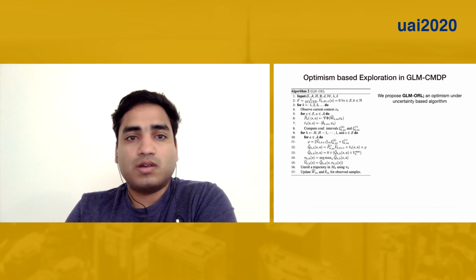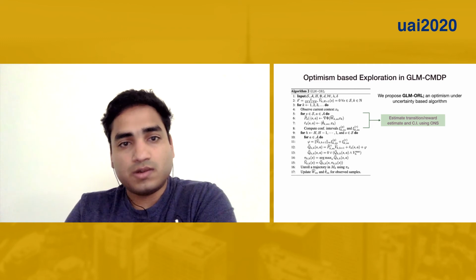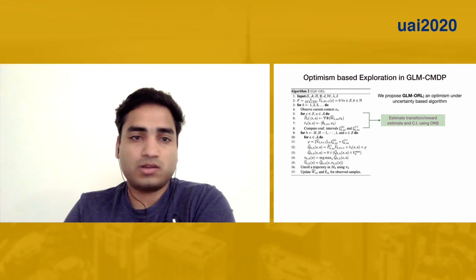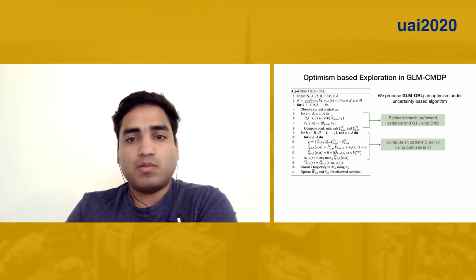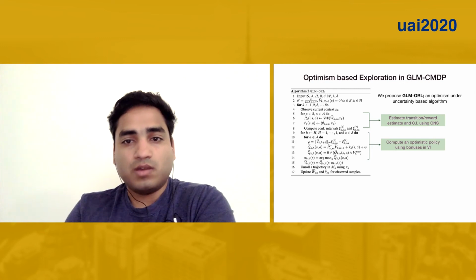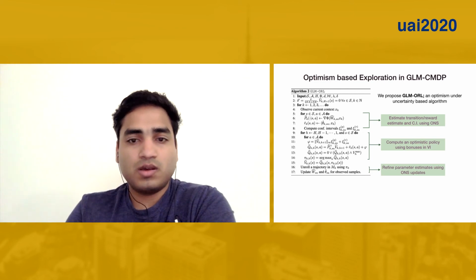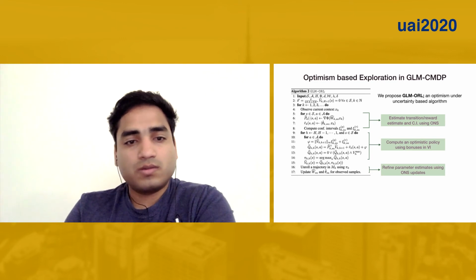We first propose an optimistic exploration algorithm for GLM CMDPs, which we call GLM-ORL, where at the beginning of each episode, the agent observes the context and estimates the MDP and the confidence sets for all next state distributions and rewards. Then it computes an optimistic policy by using a reward bonus which depends on the confidence set for the MDP in value iteration. And then using the optimistic policy, it unrolls an episode. After observing new samples, it refines the parameter estimates using ONS.